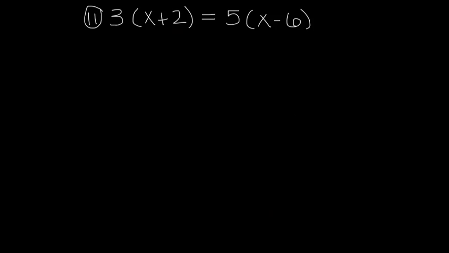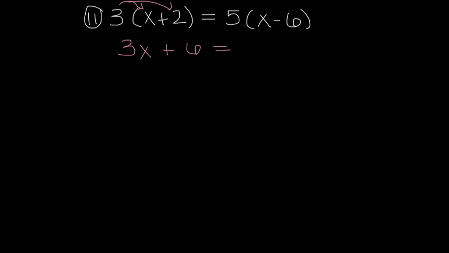The next problem is a little bit different because it has a set of parentheses on each side of the equal sign. And the first thing that you want to do whenever you have terms grouped like that is distribute to clear out those parentheses. So in this first set, we're going to distribute that 3 to each term inside the parentheses. 3 times x gives us 3x, plus 3 times 2 is equal to 6.